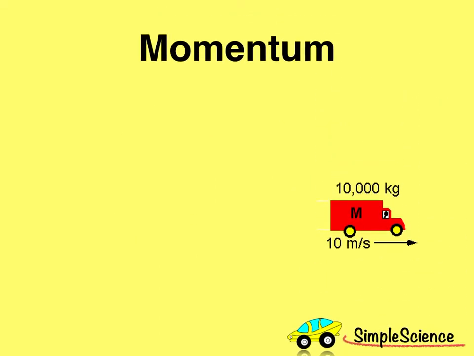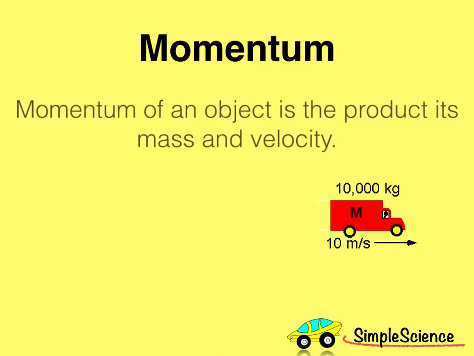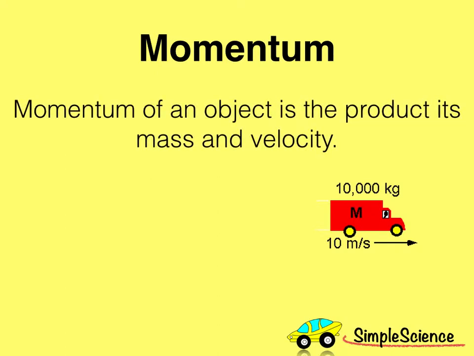Many of you may know that the momentum of an object is defined as the product of its mass and velocity. So P, as we like to denote momentum, equals mass m times v, the velocity. And momentum is often very difficult to visualize.